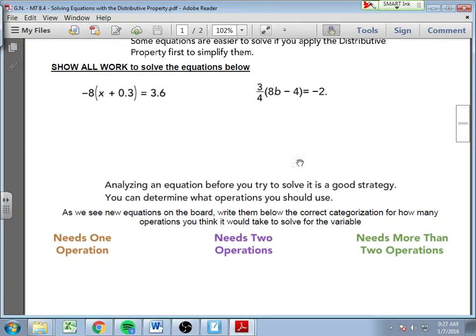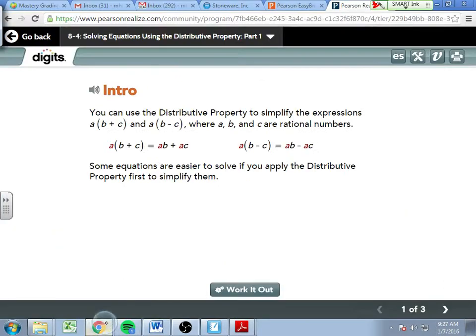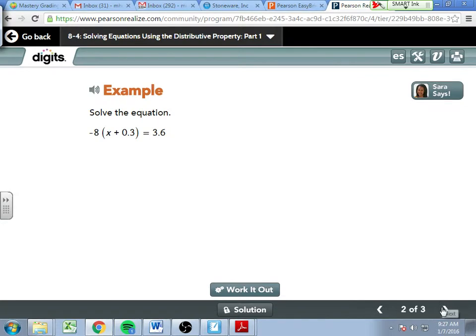So we want to look at negative 8 times x plus 0.3 equal to 3.6. So can we solve inside the parentheses? Who said no? Why can't we? Do you have to distribute first? Yeah, because there's an x and a 0.3, these two numbers, what do we say about them? They're not like terms. I cannot add them. Remember, you can only add or subtract like terms. Now, you can multiply or divide anything you want. So we can multiply. So the first thing I'm going to do is distribute.